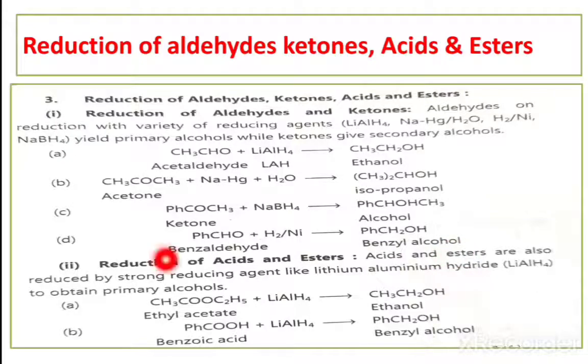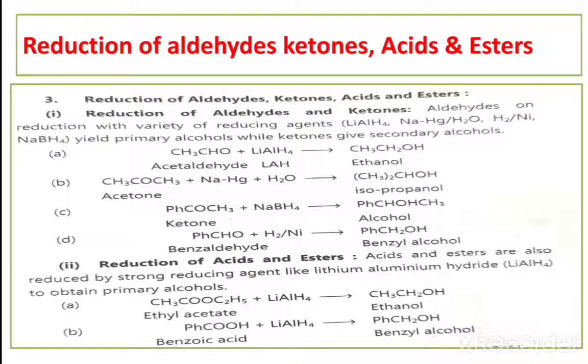Then next, the reduction of acids and esters. Acids and esters are also reduced by a strong reducing agent like lithium aluminum hydride. After reduction, we get the primary alcohol. Here, ethyl acetate plus lithium aluminum hydride, we get ethanol. That means after reduction, we get the alcohol.